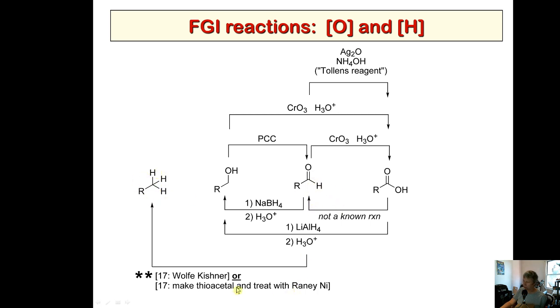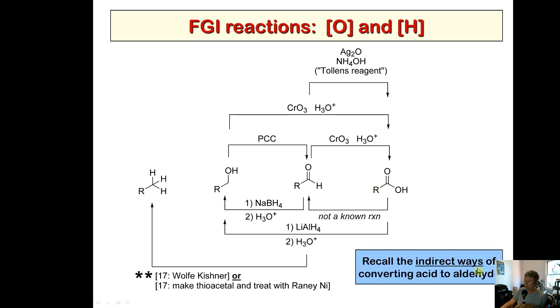The other trick now also is you can make a thioacetal, so the sulfur-sulfur thing, and then you can treat it with H2 Raney nickel, which will remove it also. So that's kind of a way to go from an aldehyde to a complete non-functional group, just to wipe it away. Okay, so recall the indirect ways of converting an acid to an aldehyde. We just did that.